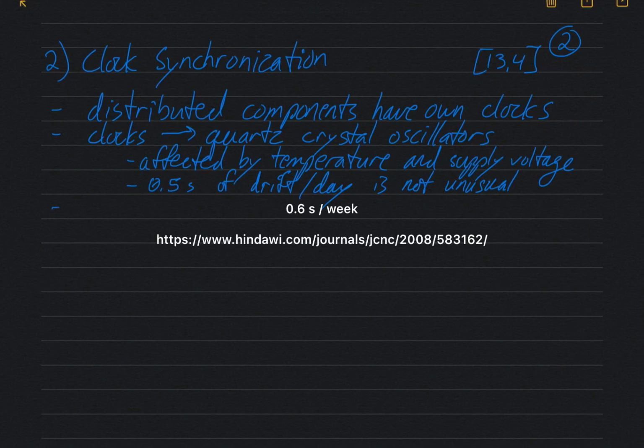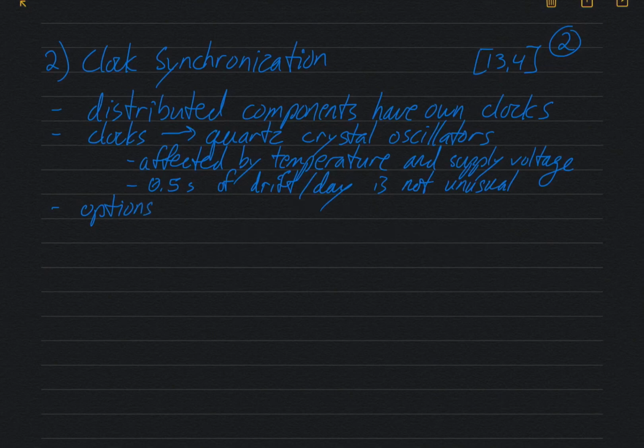So options to maintain a common time in a distributed system are: 1, have a standard clock.